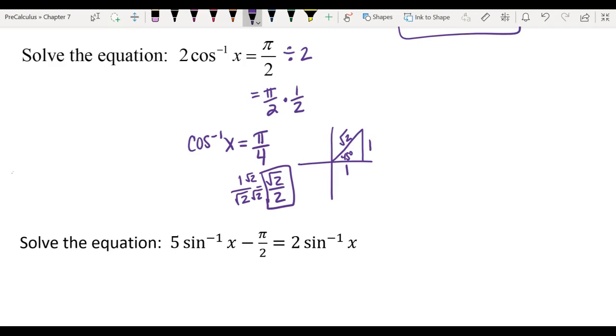Yep. Well, it's cosine inverse. So you're not inverting it. It's the inverse notation. It's not switching fraction. I understand what you're... It's not flipping things. It's inverting.